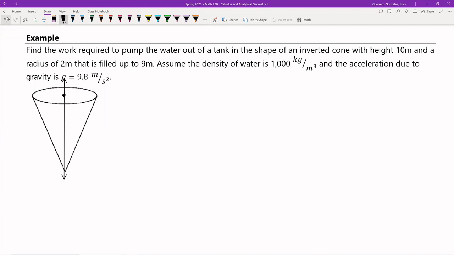I know that it says my radius is 2 meters. So that's this bit right here, out to here. This right here is going to be my 2 meters, right? The height of my cone all the way up to the top is 10, and it is filled up to 9 meters with water. So that height right there is 9 meters. And I'm going to put meters over here. All right. Okay. What I need to do now is this.